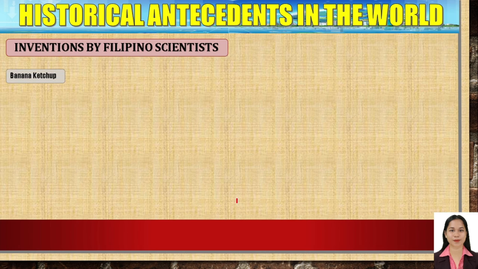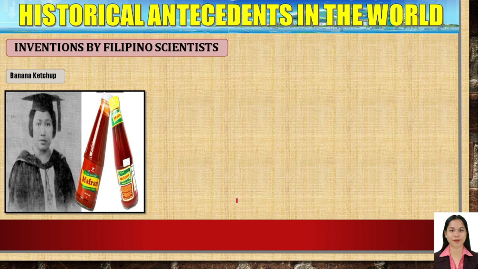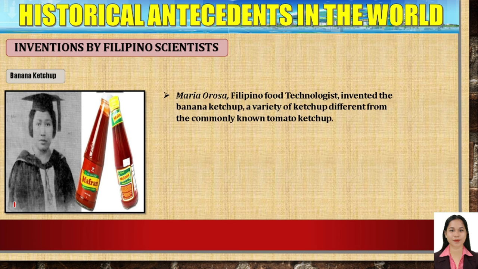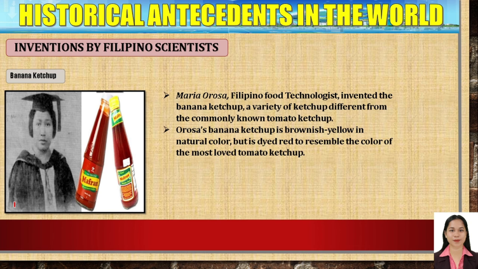Okay, the next one is the banana ketchup. So, sino yung nag-invent ng banana ketchup? A Filipino food technologist, Maria Orosa. So, ito si Maria Orosa. She invented the banana ketchup, a variety of ketchup different from the commonly known tomato ketchup. So, her invention appeals particularly to Filipinos who love using condiments to go along with their food.